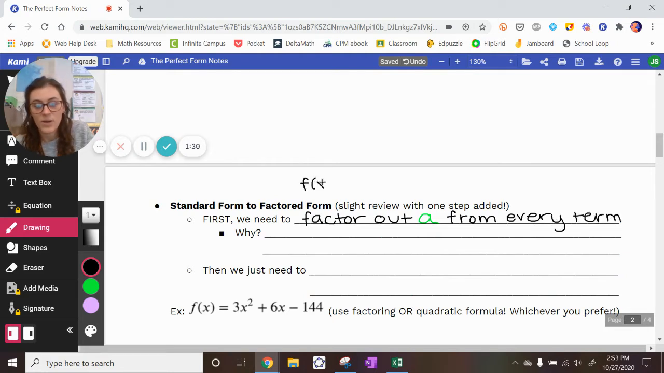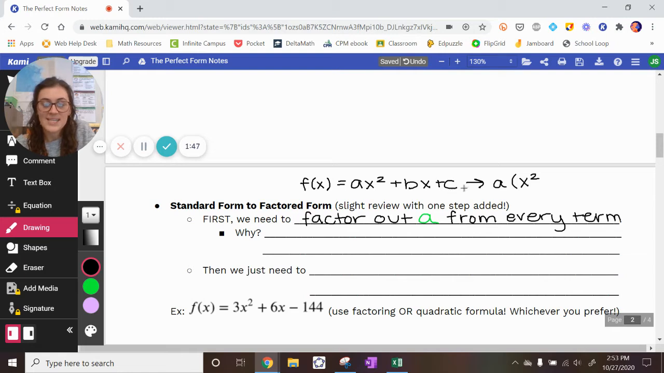So if I have my standard form, f of x equals ax squared plus bx plus c, I need to pull out that a. And what that will look like is ax squared, but now we have to divide b and c by a. So we'll have b over a x plus c over a. That way, if we remultiplied everything by a, we'd get a times x squared, which is ax squared, a times b over a, which would just be b, and a times c over a, which would just be c.